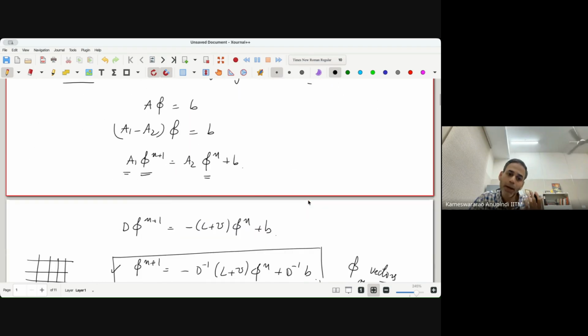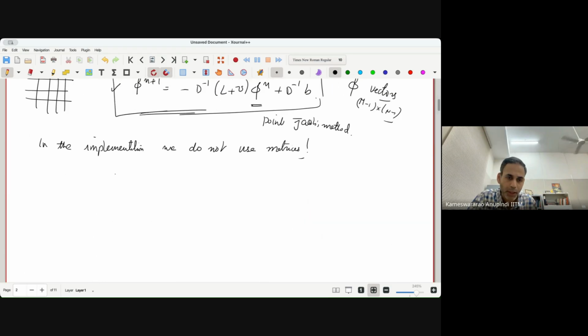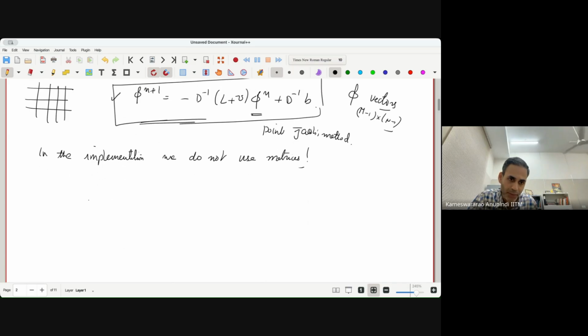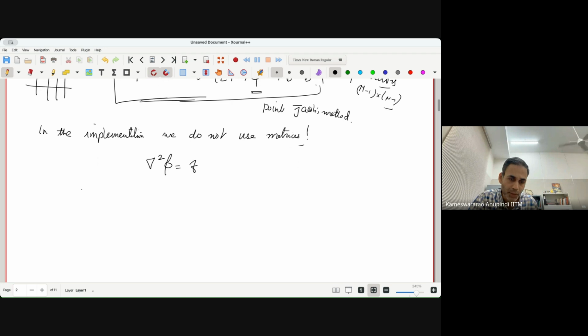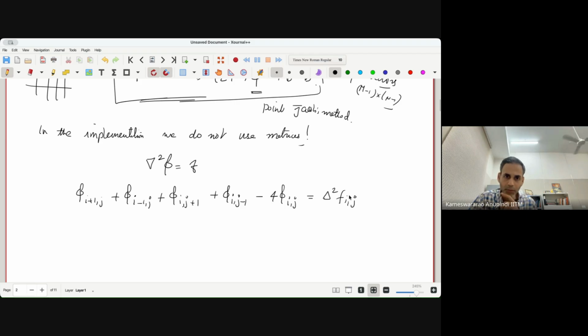For that, let me go back to the previous equation that we have developed. When we want to solve del square phi equals f of x, y, this equation came out to be phi of i plus 1, j plus phi of i minus 1, j plus phi of i, j plus 1 plus phi of i, j minus 1 minus 4 times phi i j equals del square f i j, right? That's what we have written.